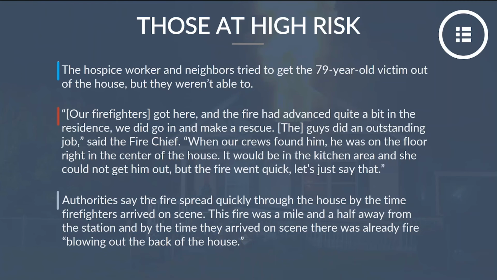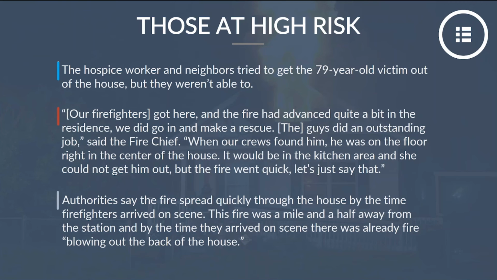When we look at those that are in this high-risk group, here is a scenario, an actual fire that did occur, that involves an individual that was in fact receiving home health care. And as you can see in the text on the screen, this involved a 79-year-old victim, and the hospice worker was in fact present at the time the fire occurred. So we had someone there to assist. But as you can see, when the fire department arrived, unfortunately things had deteriorated.